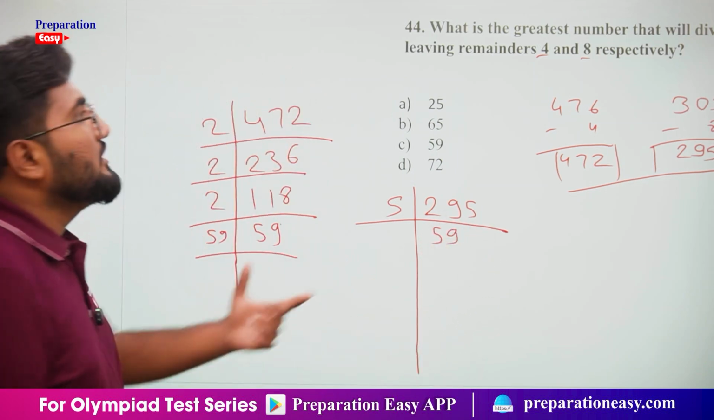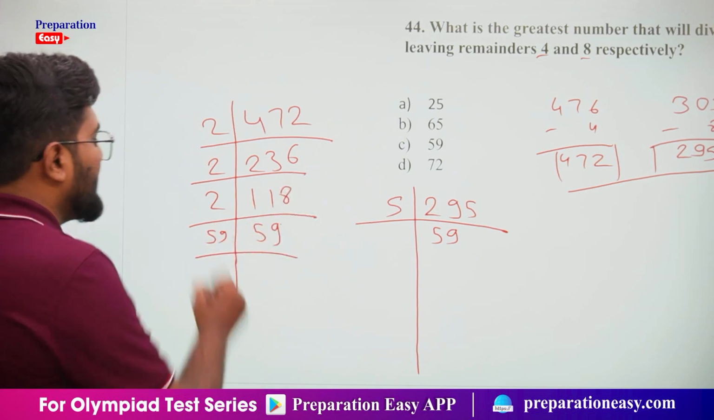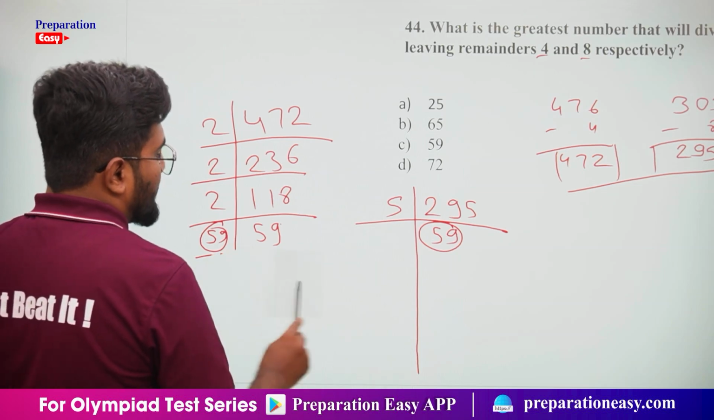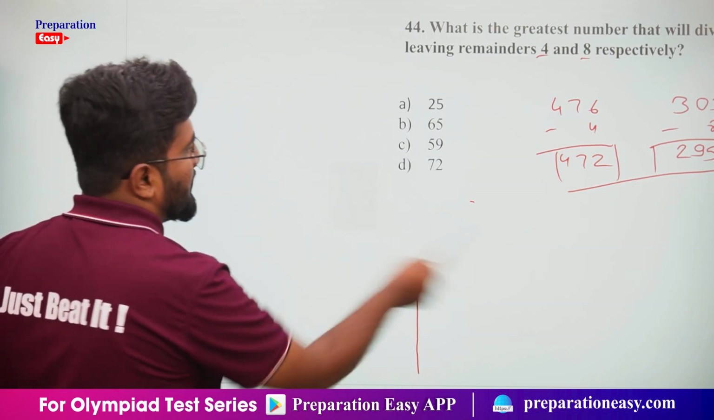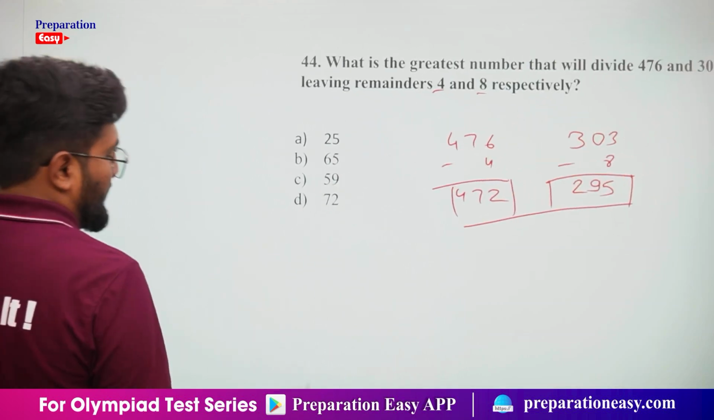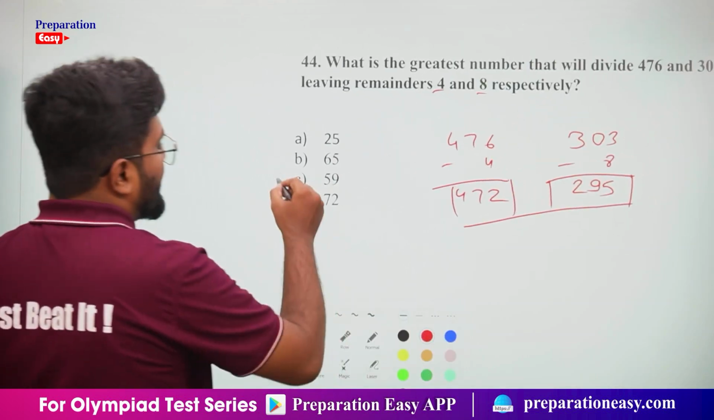So what is the greatest number? The greatest number is 59, which is common in both prime factors. So our answer would be 59.